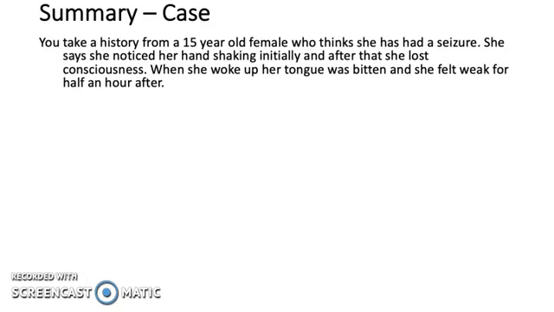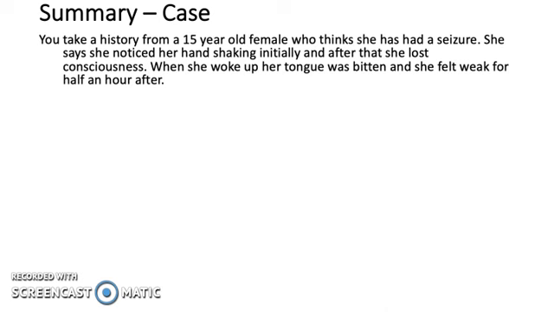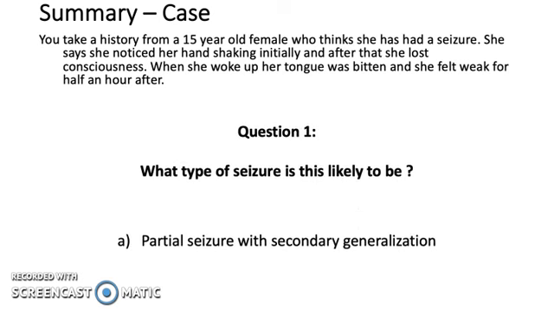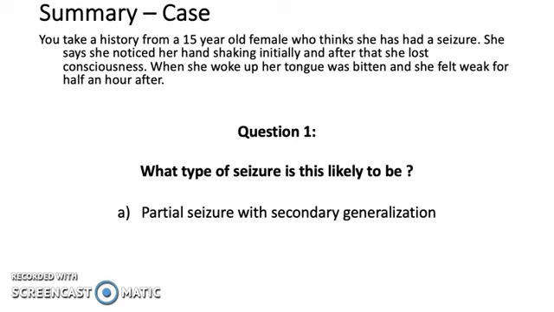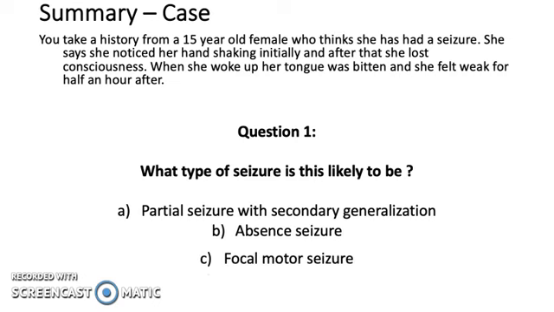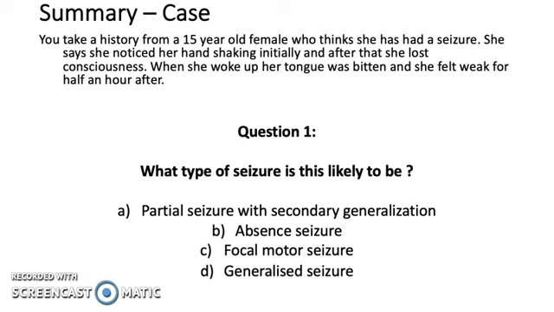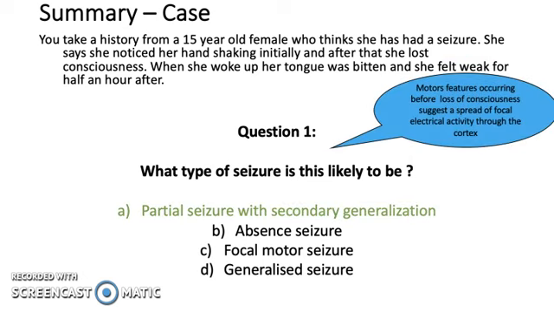You take a history from a 15-year-old female who thinks she has had a seizure. She says she noticed her hand shaking initially, and after that she lost consciousness. When she woke up, her tongue was bitten and she felt weak for half an hour after. Question 1. What type of seizure is this likely to be? A. Partial seizure with secondary generalization. B. Absent seizure. C. Focal motor seizure. Or D. Generalized seizure. A.